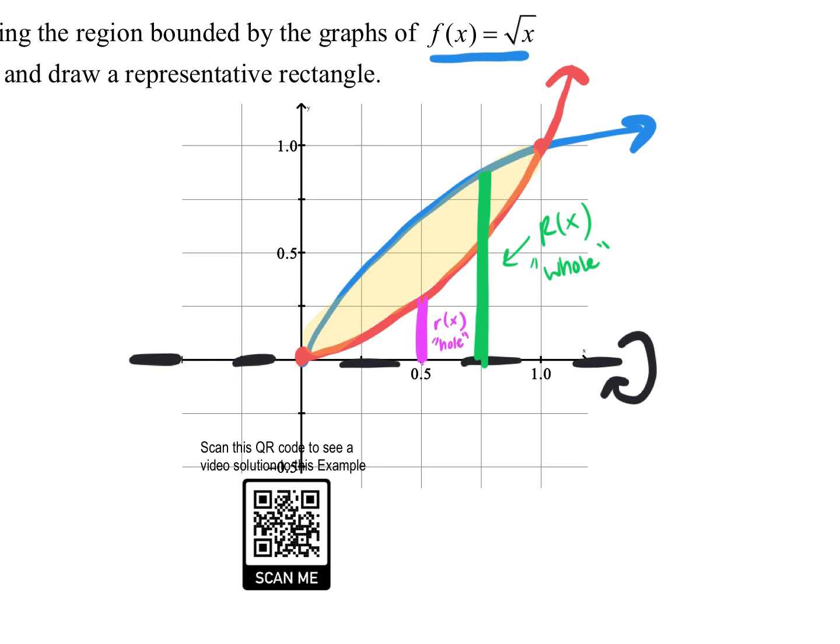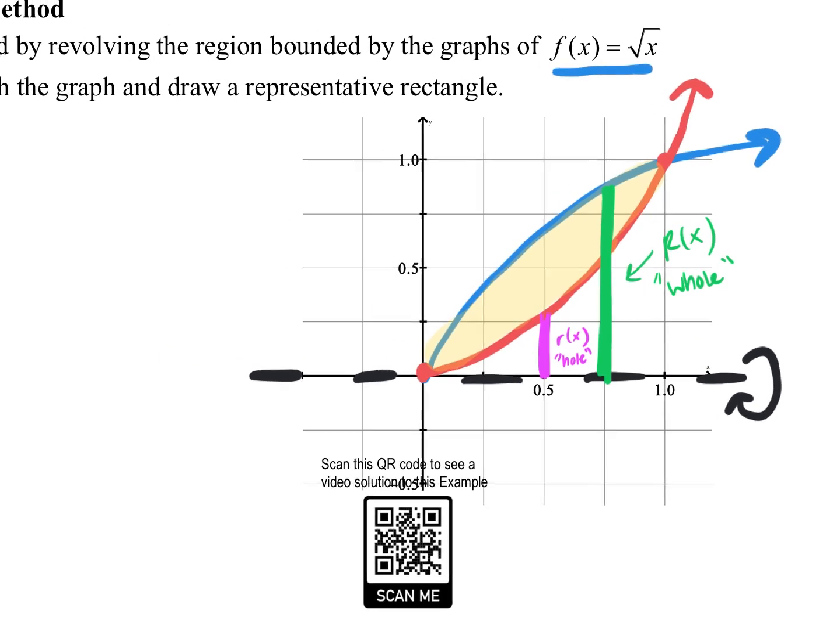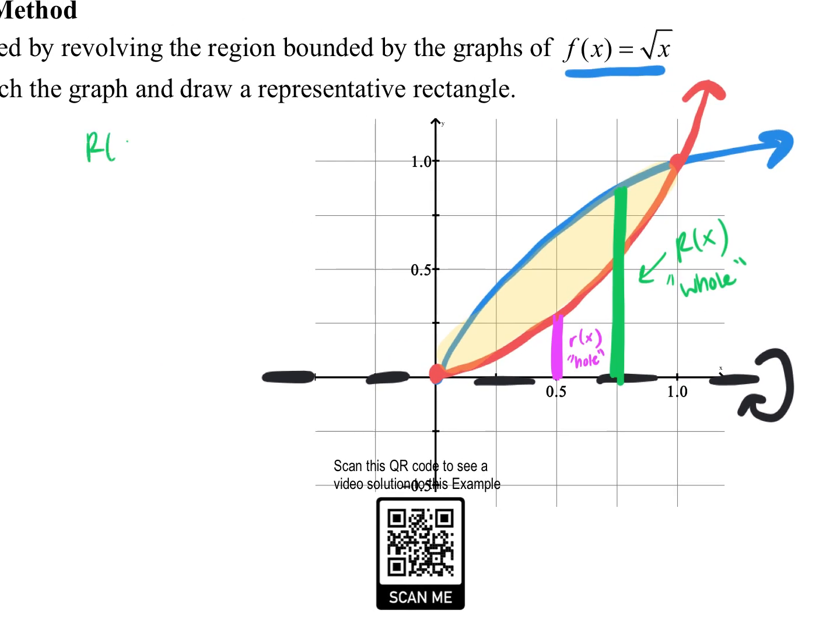All right, so we've got to figure out what the expression is going to be for the big R of x. So big R of x is going to be my blue curve minus the line that I'm rotating about. My blue curve is the square root of x, and then minus 0. Well, the square root of x minus 0 is just the square root of x, right? That's that distance between. No matter where you are in the shaded region, it's always going to be the square root of x minus 0.